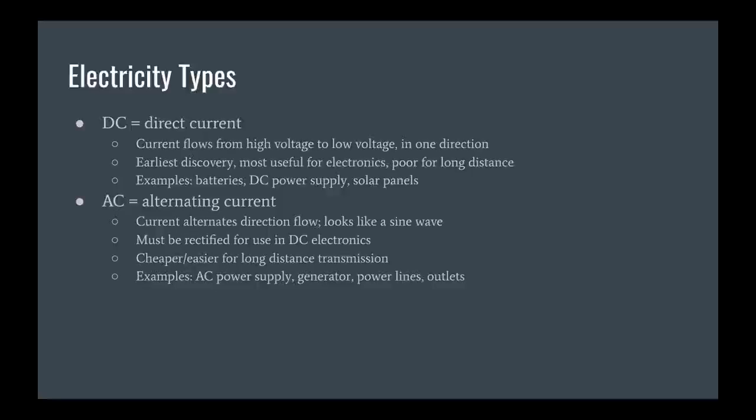Electricity types: direct current, alternating current. Direct current flows in one direction, from a high voltage to a low voltage. It was the earliest discovery. You can take a look at the history. You can look at the different battery piles that were created and things like that. It is most useful in electronics.